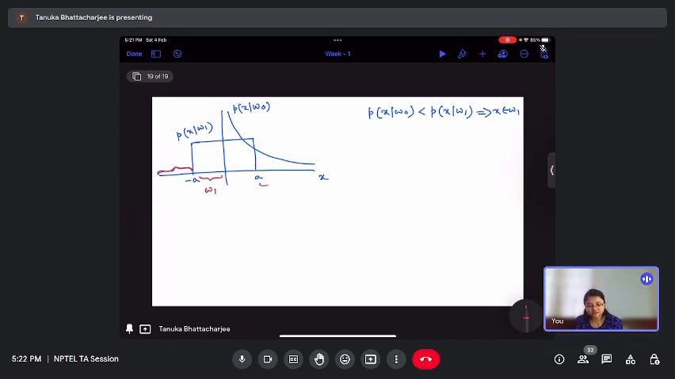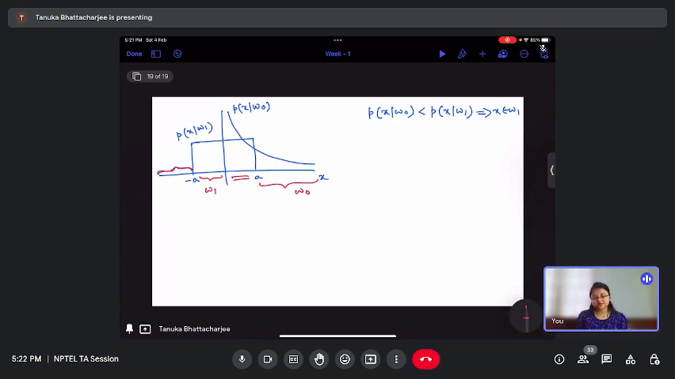Similarly, if you consider the region x greater than a, the probability of x given omega 1 is 0 here, and probability of x given omega 0 has some positive value. So, it will always be the case that probability of x given omega 0 is higher here. So, you can simply assign this portion to class omega 0 always. Now, the confusion remains for only this portion. Here there can be two cases.